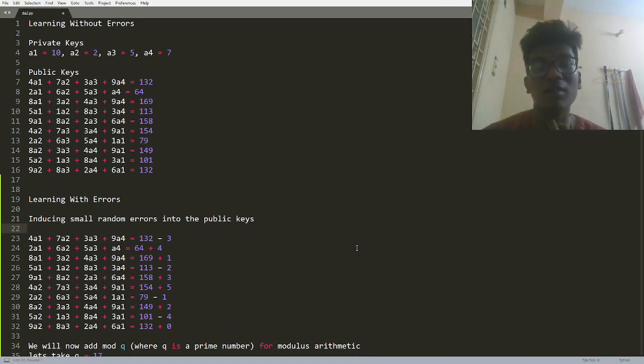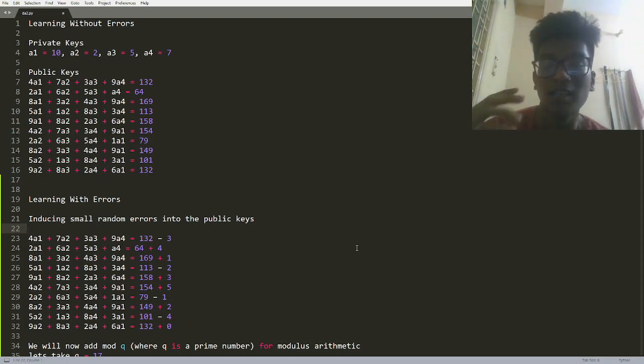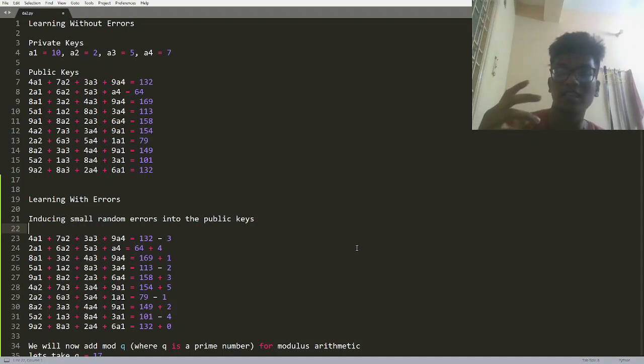Hello, I am Pranav. Today we are going to be discussing a topic known as learning with errors. This learning with errors is a foundational technique that we can use in post quantum cryptography.